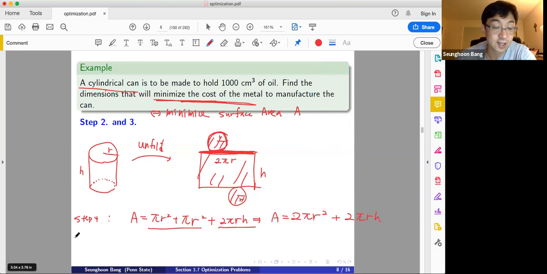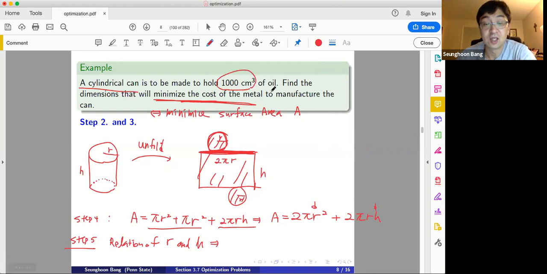What is step 5? Step 5, you need to express area A as a function of one variable. So far, we have two variables, R and H. So how can you find it? You need to find the relation between R and H. What's the relation of R and H? You have to use the given number. The given number is the exact volume of the cylindrical can.